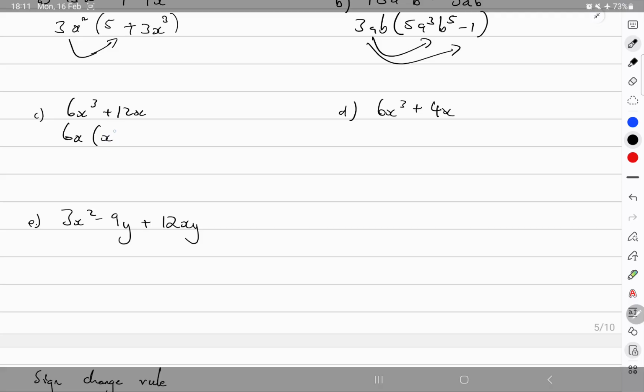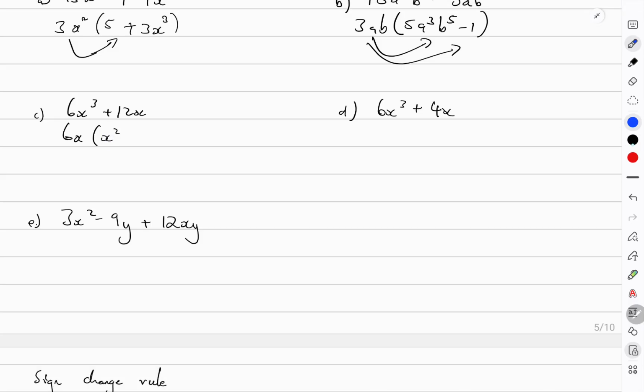It is going to become x squared. What should I multiply by 6x such that I have 12x? It is going to become positive 2. Because if I were to use the distributive law, it should take us back to where we are coming from, because 6x times x to the power of 2 will give us 6x to the power of 3, and 6x times 2 will give us 12x.